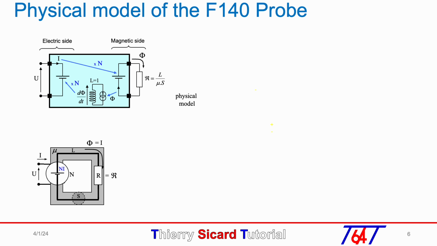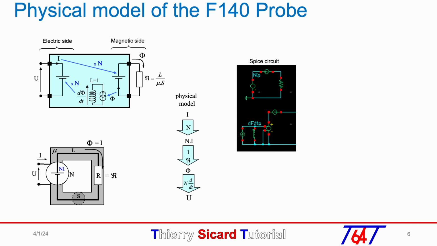This is a physical model started with the current I, then N times I, then get the magnetic flux with the inverse of the reluctance and do N times the flux derivation. Now the SPICE circuit adapted to the F140 probe with electric side and the IP current applied as a voltage source across the reluctance, U equal IP because NP equal 1. Take the flux and do the flux derivation.